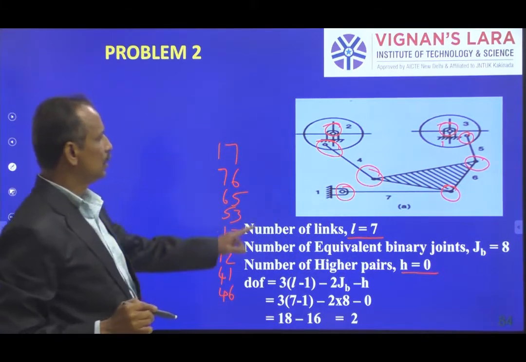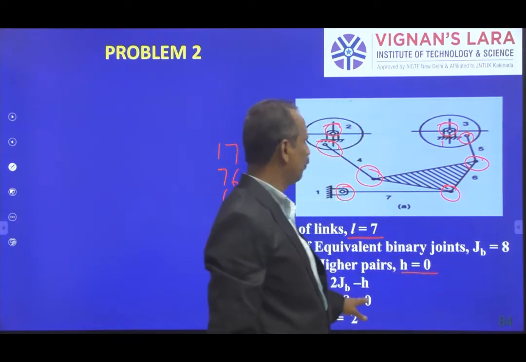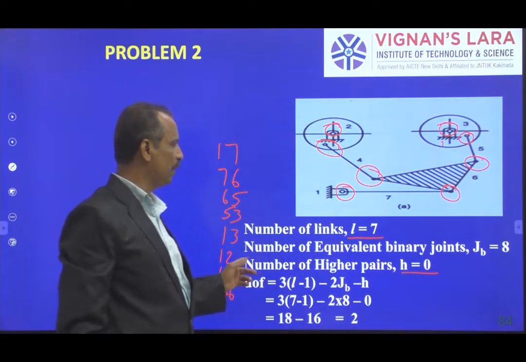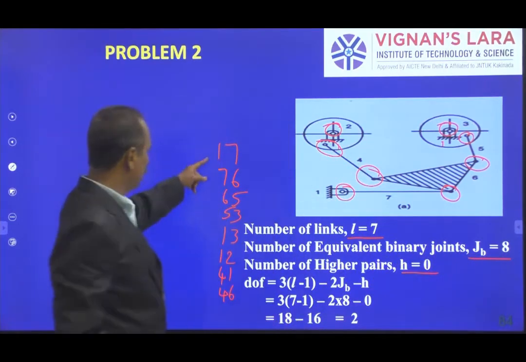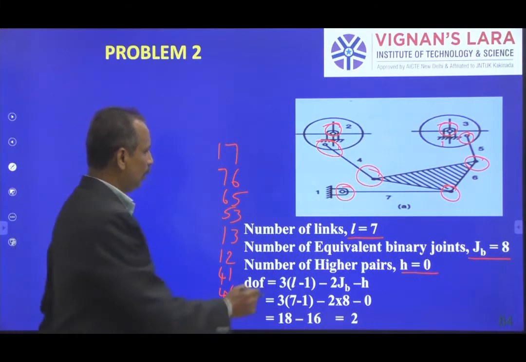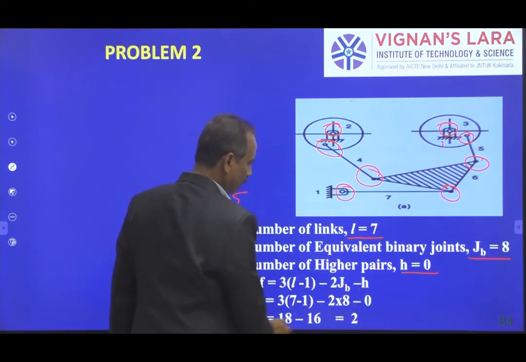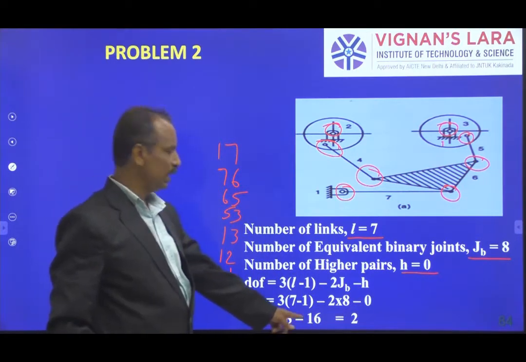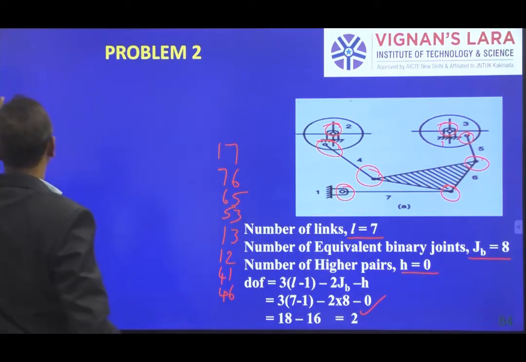So here you can see all are binary pairs. There is no ternary pair. Earlier we have one ternary pair. Here all are binary pairs. How many of them are 8? So 3 into 7 minus 1 minus 2 into 8 minus 0. So 18 minus 16 is equal to 2. So this is the next problem.